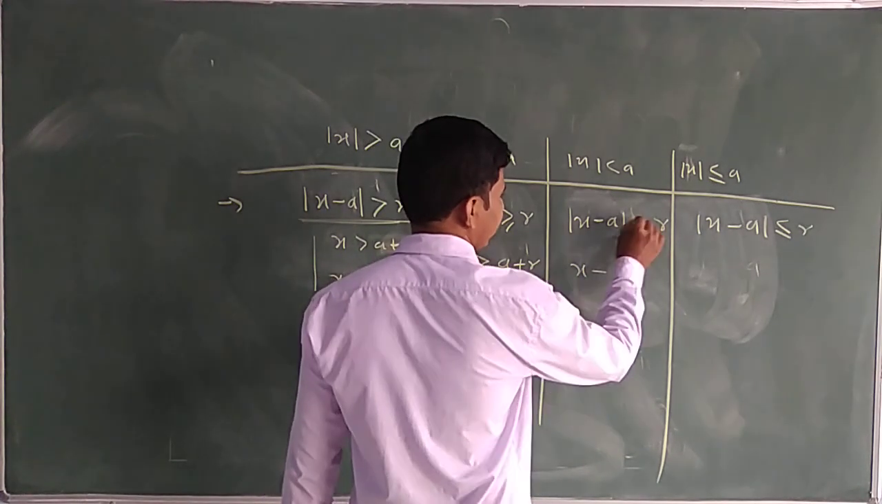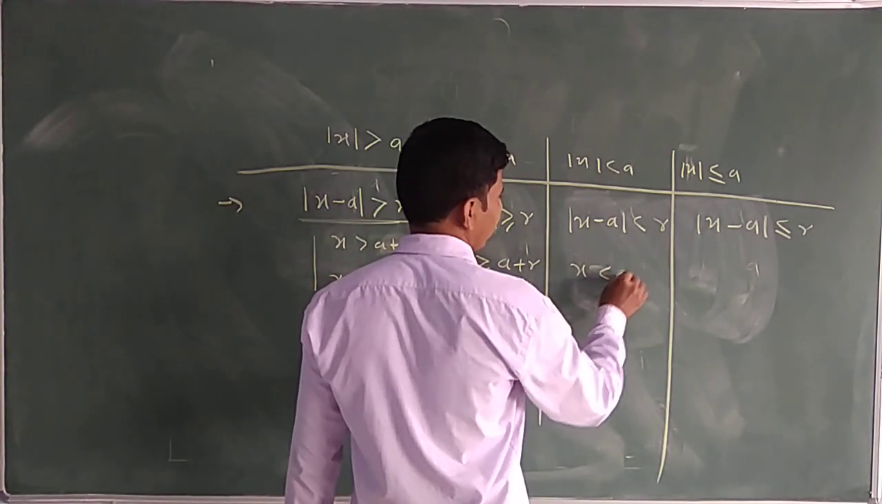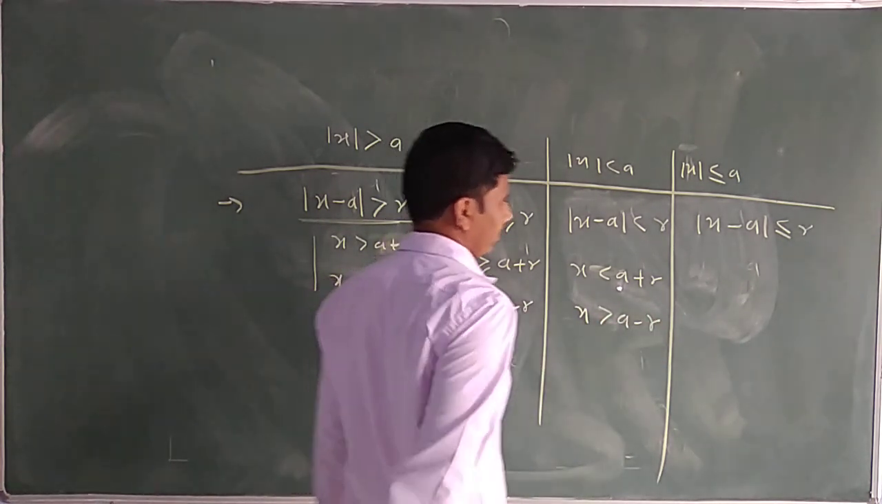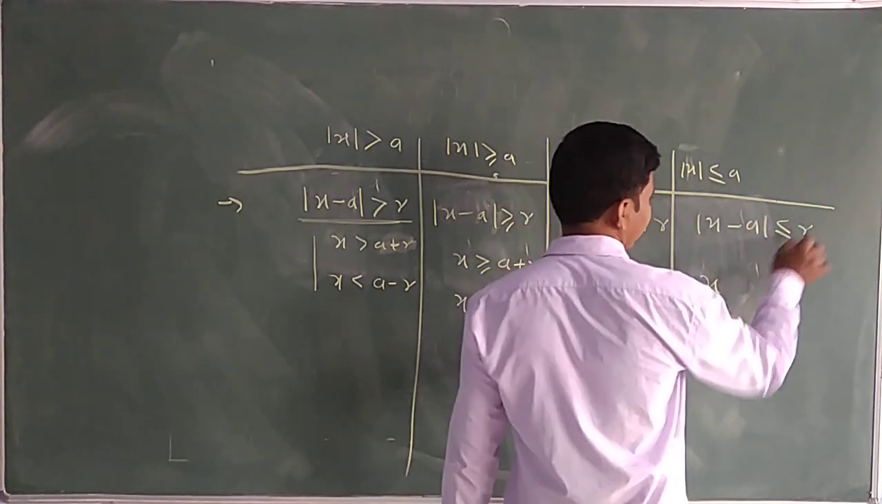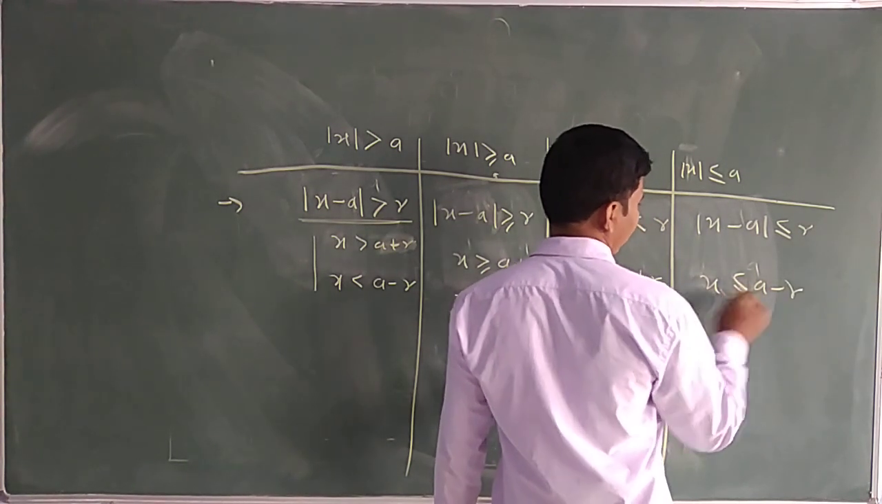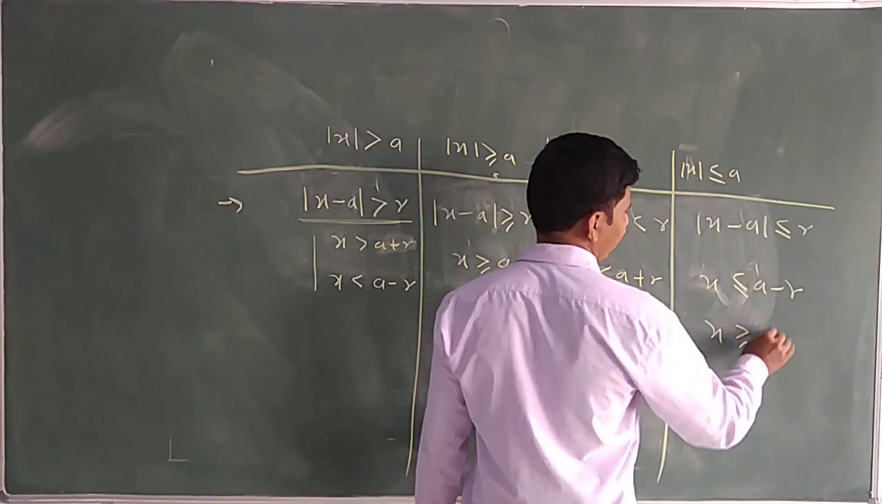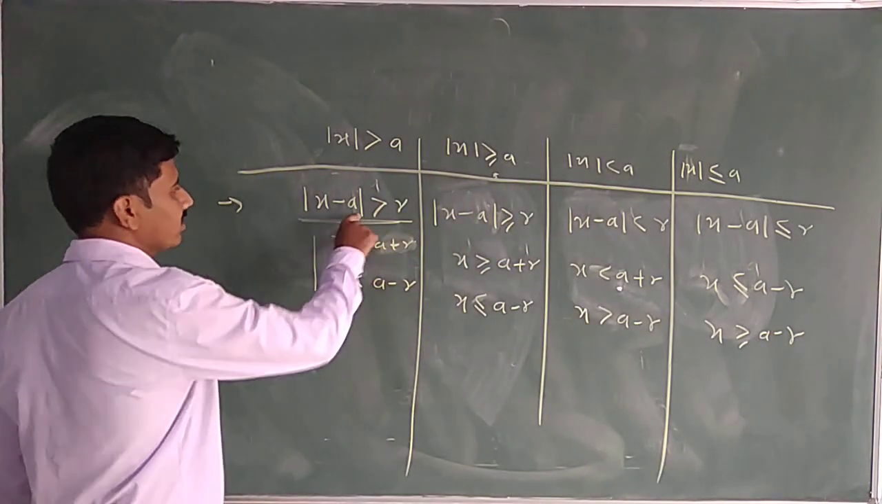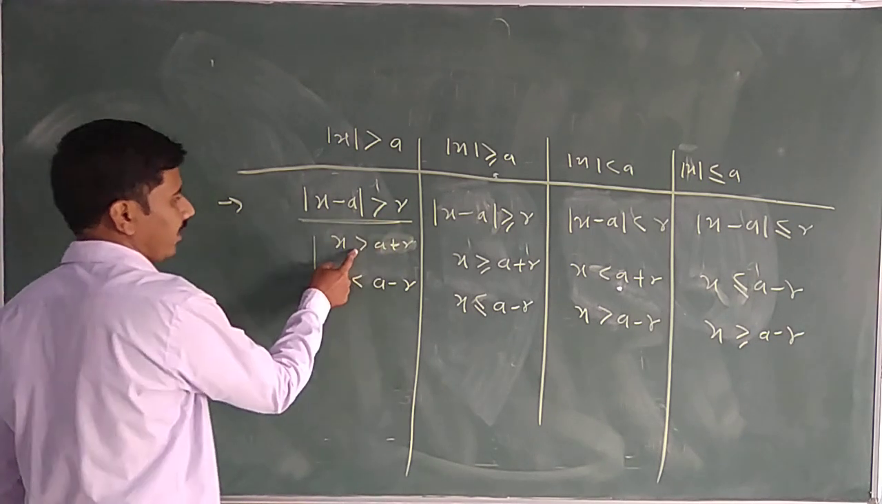x minus a, send a to that side. x is less than a plus r and x is greater than a minus r. Here, x minus a to that side: x is less than or equal to a plus r and x is greater than or equal to a minus r. This is the way. Take greater as it is. Send a to that side, take greater as it is.